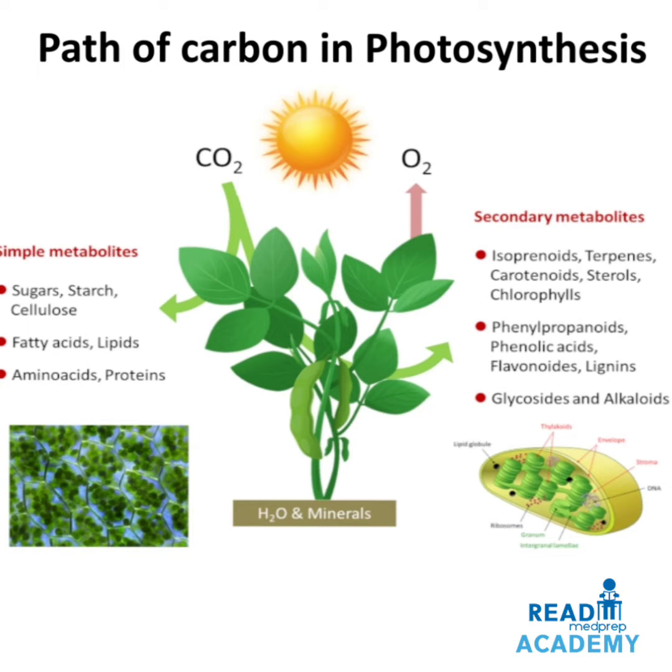It also helps in the production of secondary metabolites like isoprenoids, terpenes, carotenoids, sterols, chlorophylls, phenylpropanoids, phenolic acids, flavonoids, lignins, glycosides and alkaloids. During the process of photosynthesis, water and minerals are absorbed from the soil, and utilization of carbon dioxide also helps in the release of oxygen into the atmosphere.